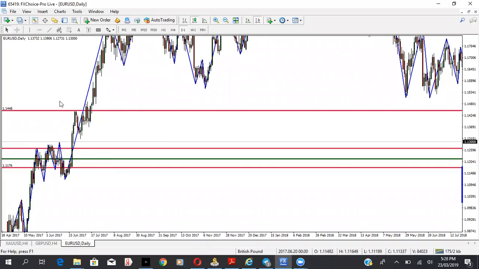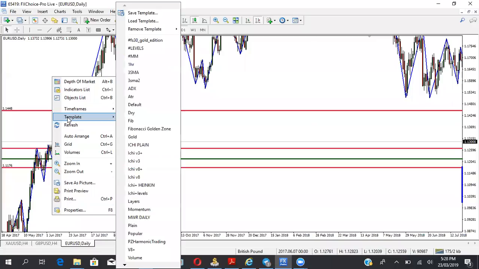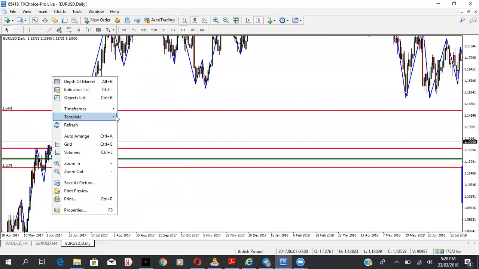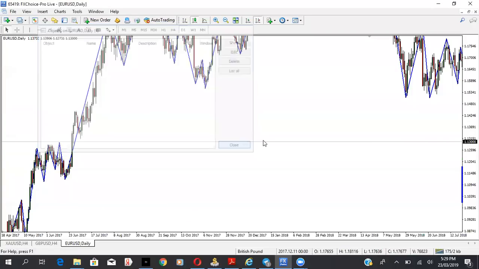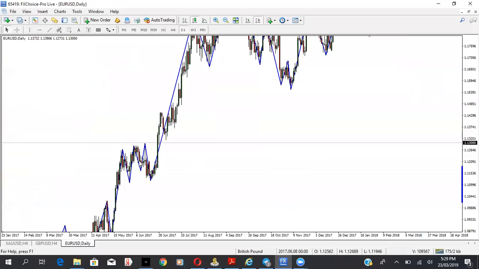The same system. Let me get rid of all these. If I want to get rid of all these lines, I right click, object list, delete all the lines. All the lines are gone. So assuming I'm looking at this point, this is where I have price.